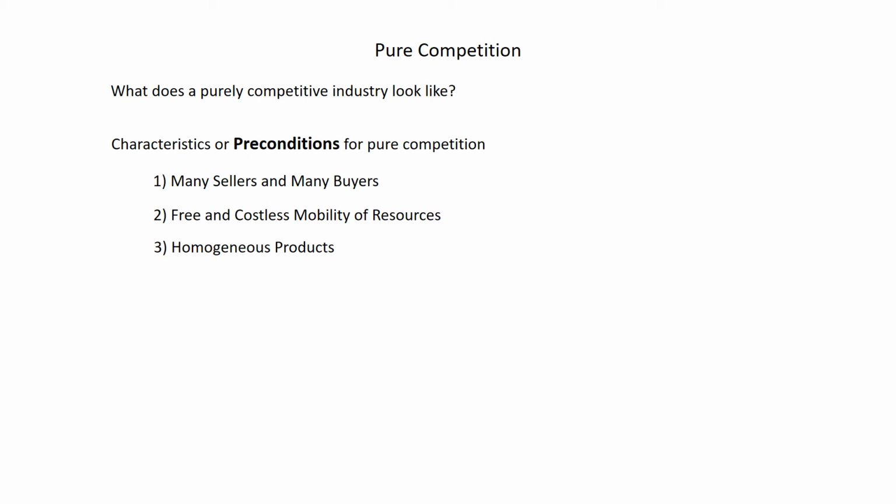The third precondition for pure competition is the requirement that all the products produced within a particular industry be homogeneous. Homogeneous means alike, or the same. If all the products were exactly the same, such as, say, salt, or honey, or BBs for a BB gun, the consumer would purchase from the producer who charged him the lowest price. No other factor would influence the behavior of the consumer, and that's what pure competition is all about.